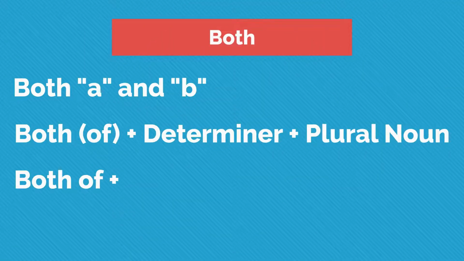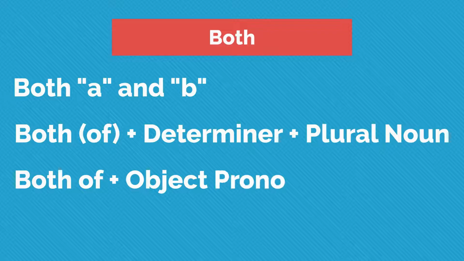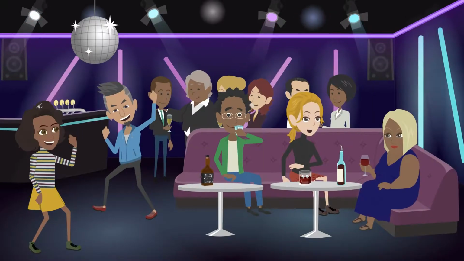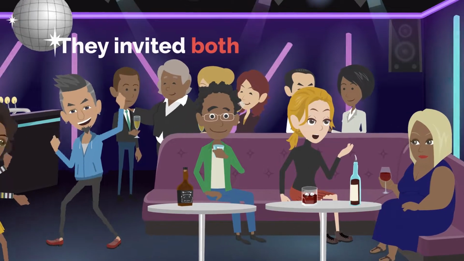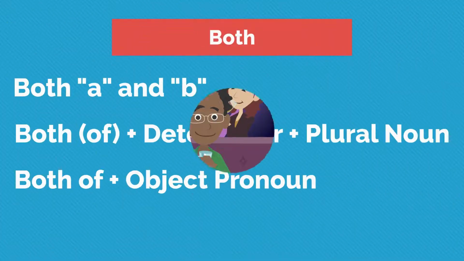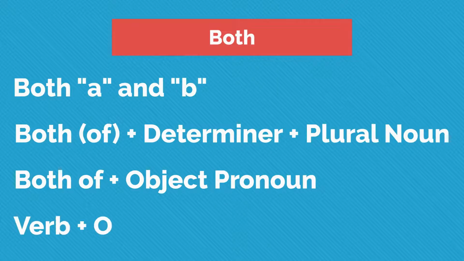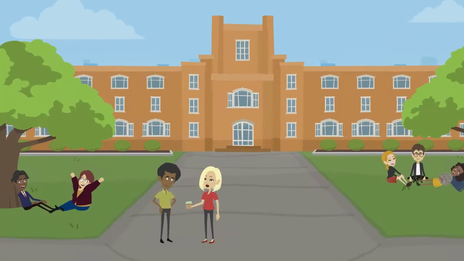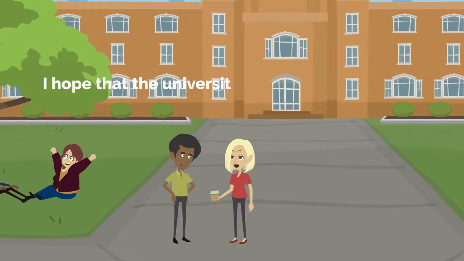Both of plus object pronoun. You can also use object pronouns, such as us, with both. For example, they invited both of us to the party. Verb plus object pronoun plus both. For example, I hope that the university accepts us both.